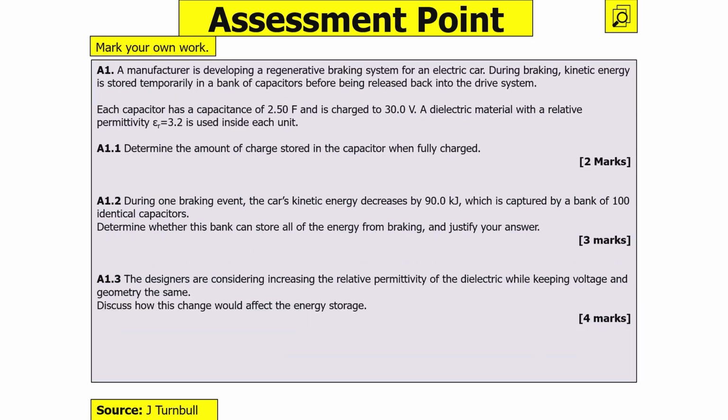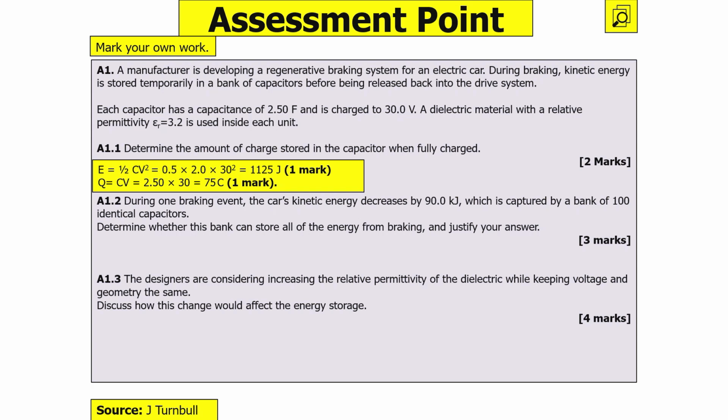Right, in this one, we know that energy is equal to a half CV squared. So you can work out what your energy would be by doing a half times 2 times 30 squared, which is 1,125 joules. We can then use this information, work it all through to get out our charge by saying Q equals CV.